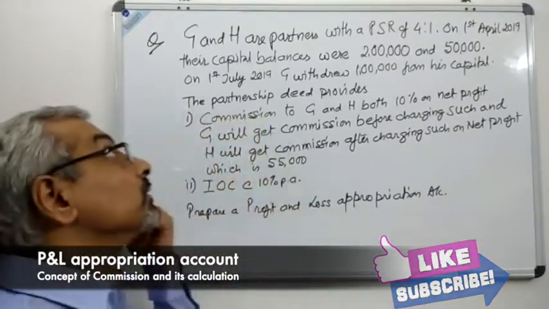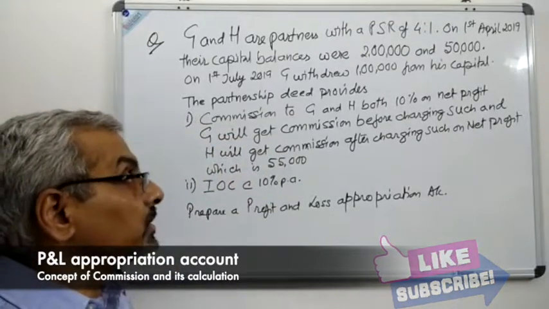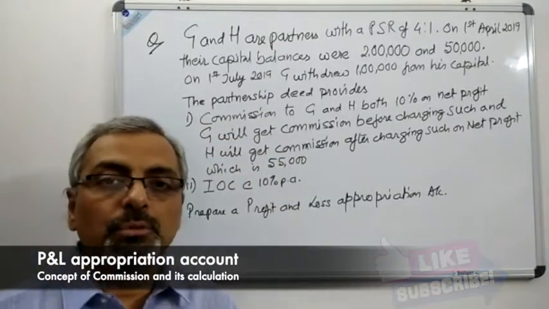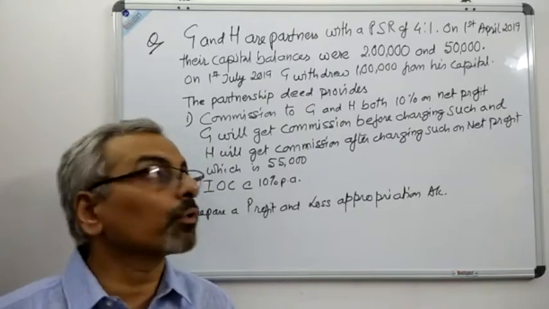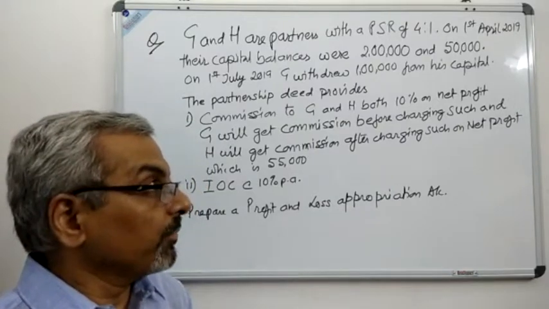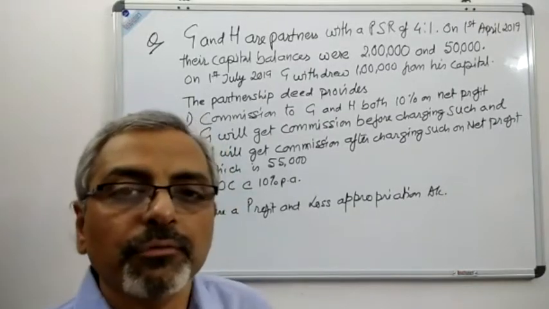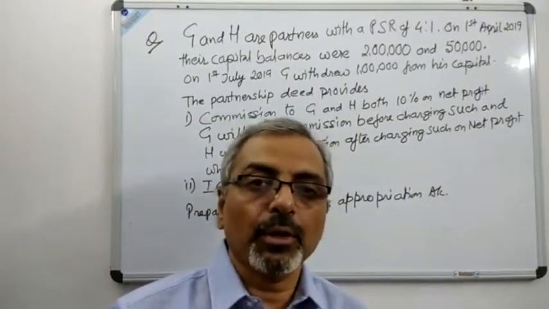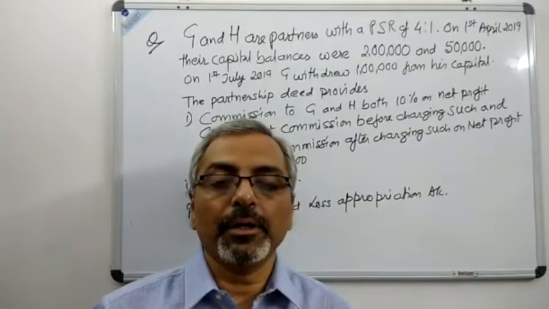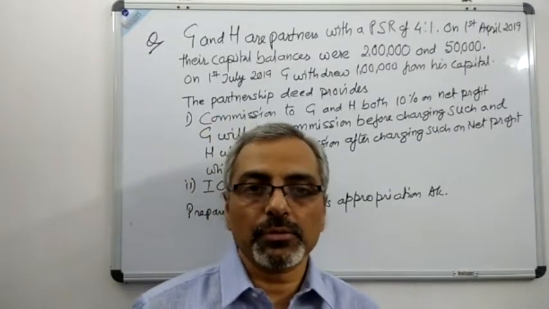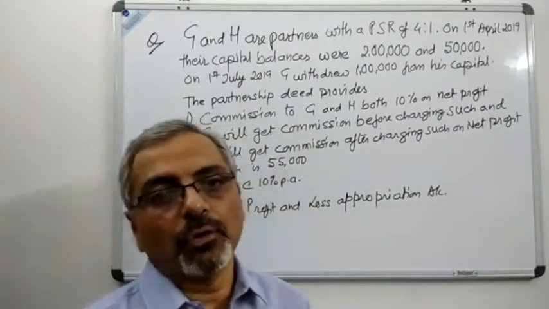First, there are two partners G and H with a PSR of 4:1. So the profit sharing ratio is 4:1. On 1st of April 2019, their capital balances were 2,50,000. That means the capital of G was 2 lakh and the capital of H was 50,000. So this was the capital in the beginning of the year.